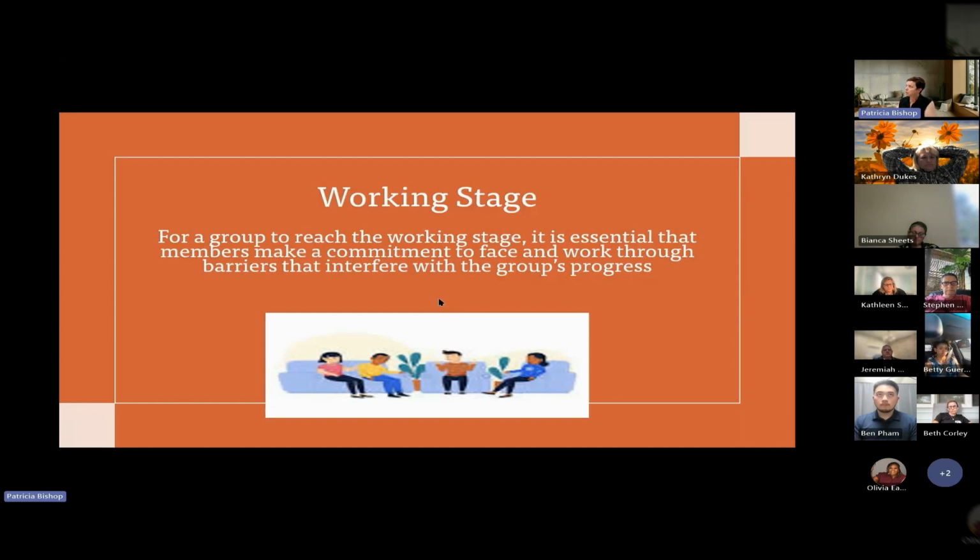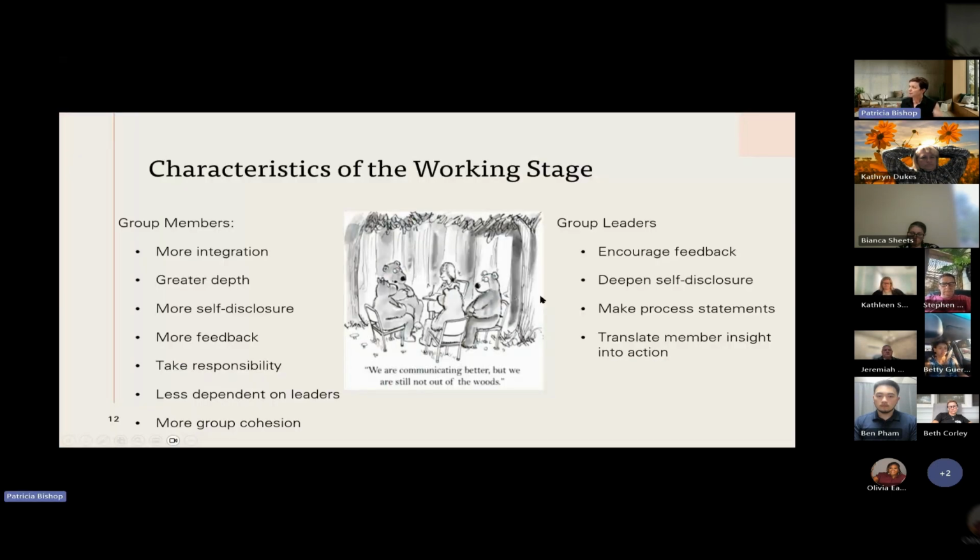That's not to say that they're always going to be there. You may go back into a transition stage depending on what happens in the group, but these are going to be some of the characteristics of the working stage. There's going to be more integration, greater depth of conversations, more self-disclosure. There's going to be more feedback from group members, and group members are going to be taking responsibility. They're going to be less dependent on the group leader. There's definitely going to be more cohesion.